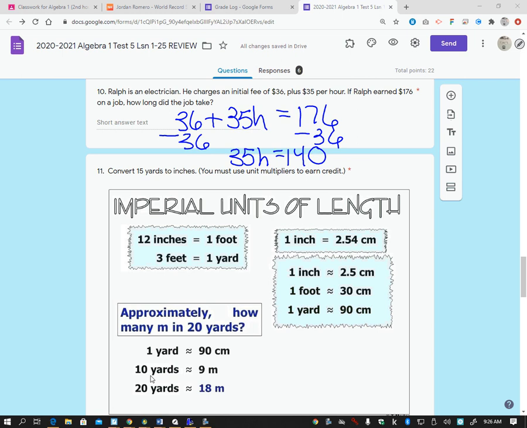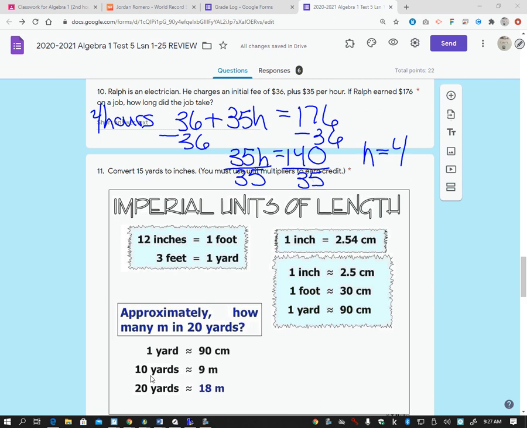Divide by 35 on both sides, okay? All right. What is 140 divided by 35? 4. So our answer is, how long did he work? We're not just going to write 4. Okay, we have to write 4 hours.